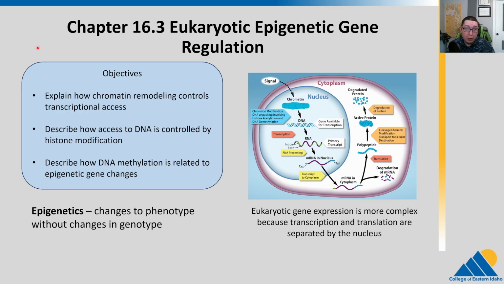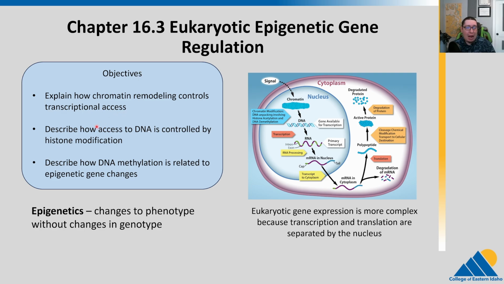When it comes to eukaryotic gene regulation, we have a lot more places that this can occur. In prokaryotes, we saw it was mainly at the transcriptional level. We're going to talk about several different levels in eukaryotes, and we're going to start with what we call epigenetic gene regulation. So we're going to talk about chromatin remodeling. That's basically what the chromatin state is. Can you actually get in to do transcription?